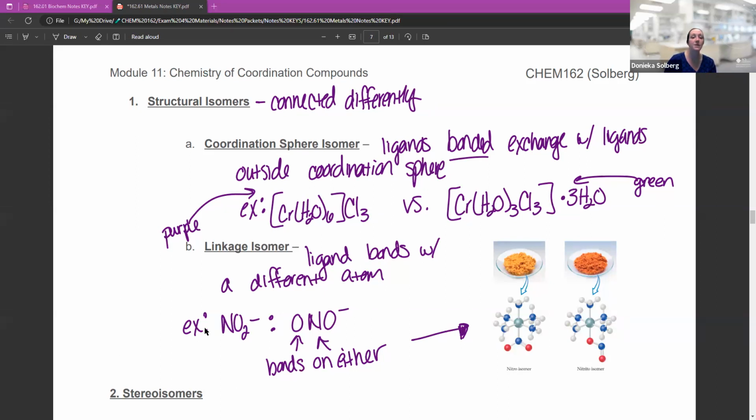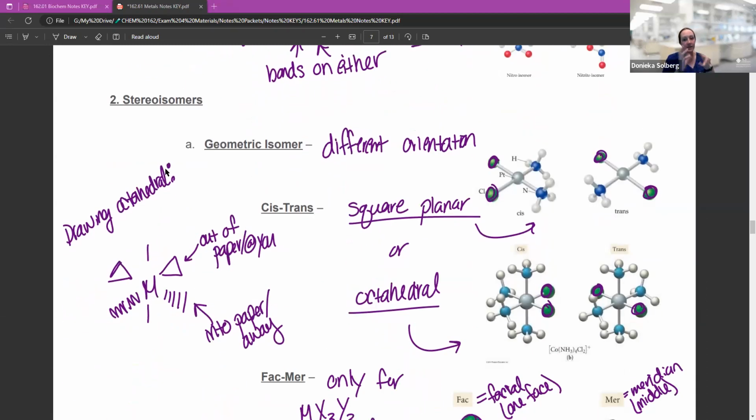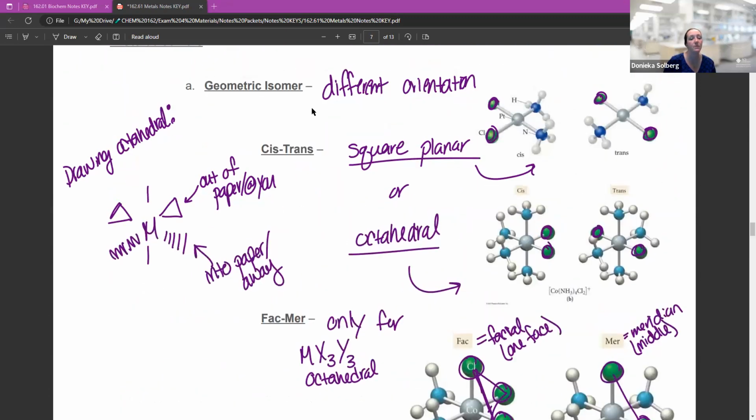Okay, now stereoisomers are connected the same way, but in a different 3D orientation. Okay, so again, we have different types of this. There's geometric isomers, and then there's optical isomers. So geometric isomers are the one we're probably going to spend the most time on. So these have different orientations. Okay, we can have 2 types of geometric isomers. There can be cis-trans and FAC-MER.